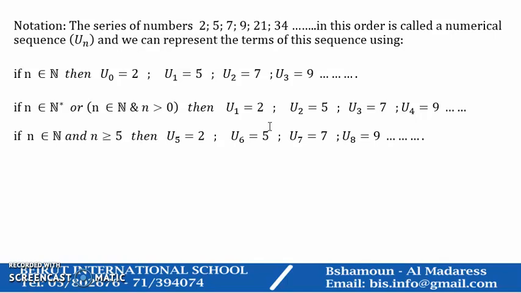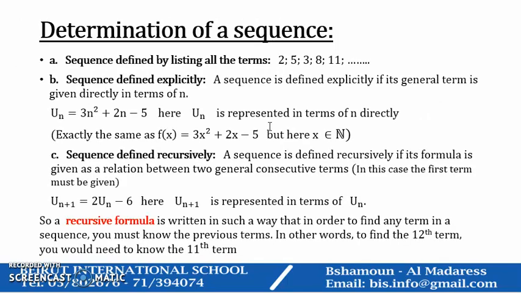But if n belongs to N star, which means the set of natural numbers without 0, or strictly greater than 0, then we start by u1. So the first term is u1 equal 2, u2 equal 5, u3 equal 7. But if n belongs to the set of natural numbers and n is greater than or equal to 5, then we start by labeling the terms by u5. Then u6, u7 equal 7, u8 equal 9, and so on.